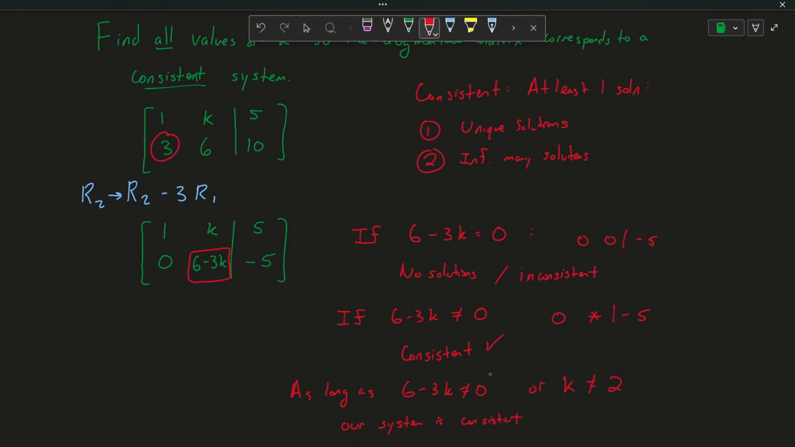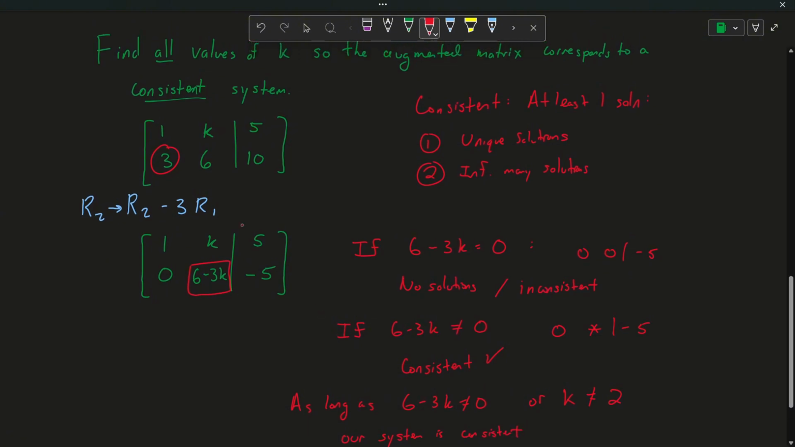So it turns out there are a bunch of values satisfying our answer, right? It could be 1, 0, pi, a billion. Just as long as it's not 2, we should be in the clear.